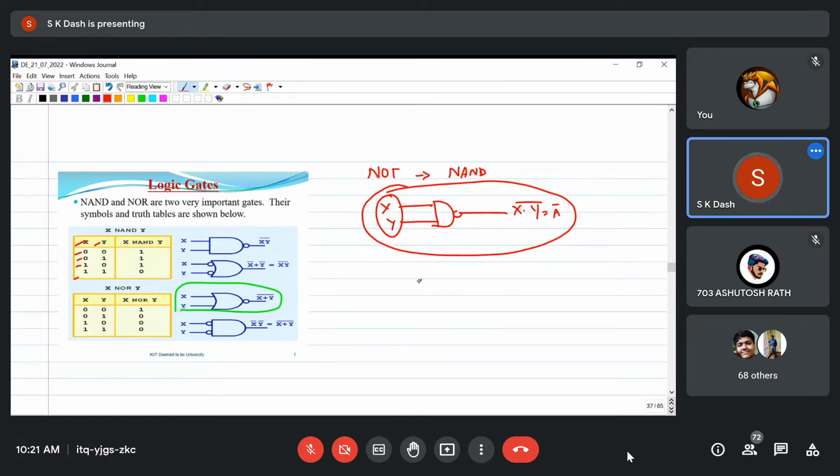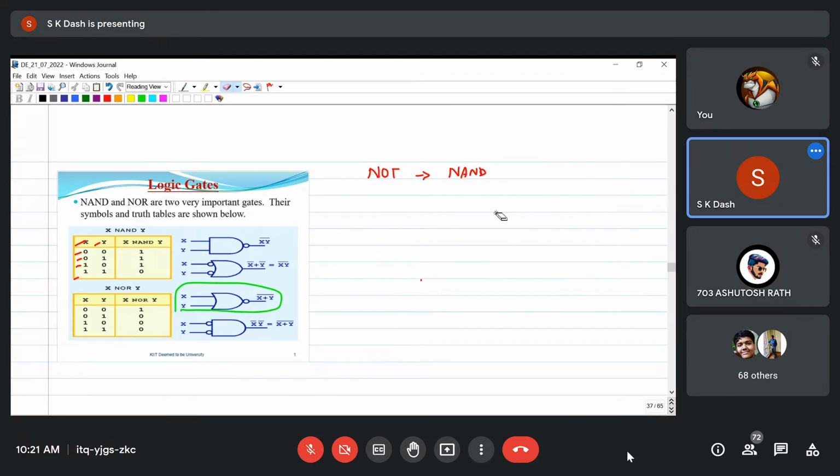Now suppose I want to design an AND gate from a NAND gate. Then what should I do? I have with me this, x dot y whole bar. I want to implement an AND gate. Then what to do?